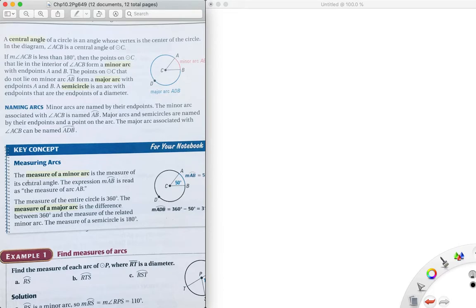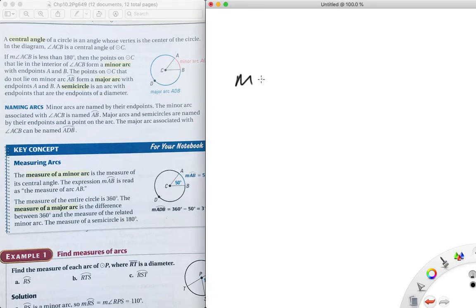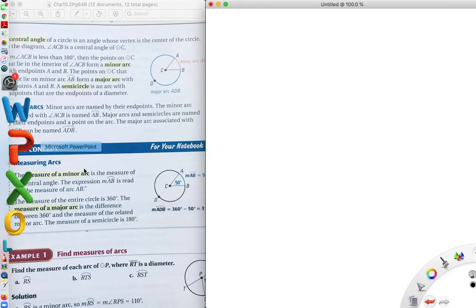The measure of a minor arc is its central angle measure. The measure of AB is read as the measure of arc AB. The major arc is the same thing in terms of how it's read.